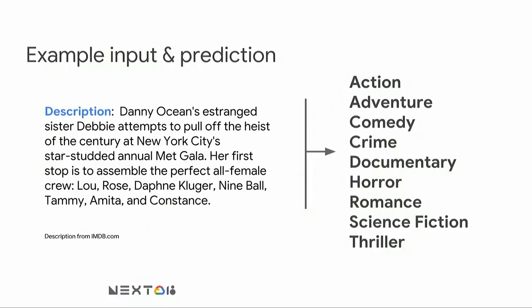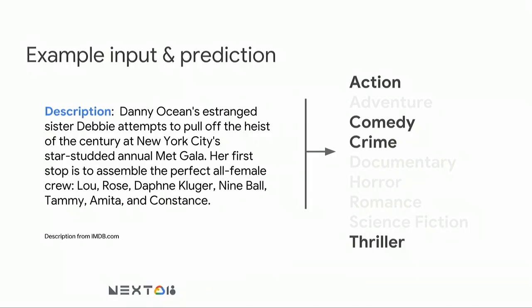So here's the description of, I believe, one of the Oceans films. It's got crime in it. It's got action. So for our model, instead of predicting just a single genre, we're actually going to build it so that it predicts multiple genres. So this is an example of a multi-label classification problem. And ML Engine will handle this, like I said before, because it doesn't really mind what kind of problem we're trying to solve. It will just take the models that we built.